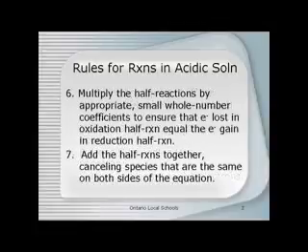Rules 6 and 7, which are the final 2 rules, will multiply the half reactions by the appropriate small whole number coefficient to ensure that the electrons lost in the oxidation half reaction equal the electrons gained in the reduction half reaction. And then we'll add the half reactions together, canceling species that are the same on both sides of the equation. Those are the rules. So we're now ready to go after this.